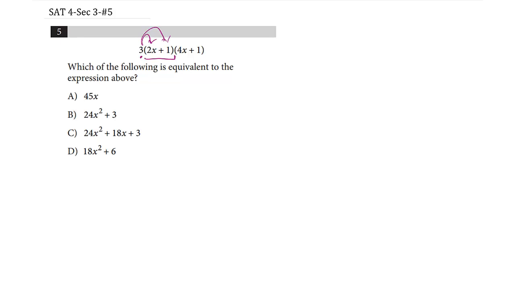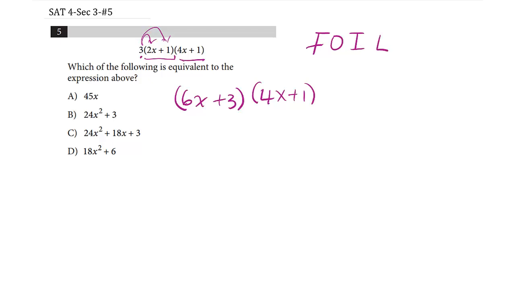So 3 times 2x becomes 6x, and 3 times 1 becomes 3. I'm going to enclose that in parentheses, and I'm just going to bring down the second part, which is 4x plus 1. And when you're multiplying two binomials, we have to FOIL. FOIL is just a mnemonic that stands for first, outer, inner, and last. And it just guides you on how to multiply. So let's go ahead and apply FOIL.